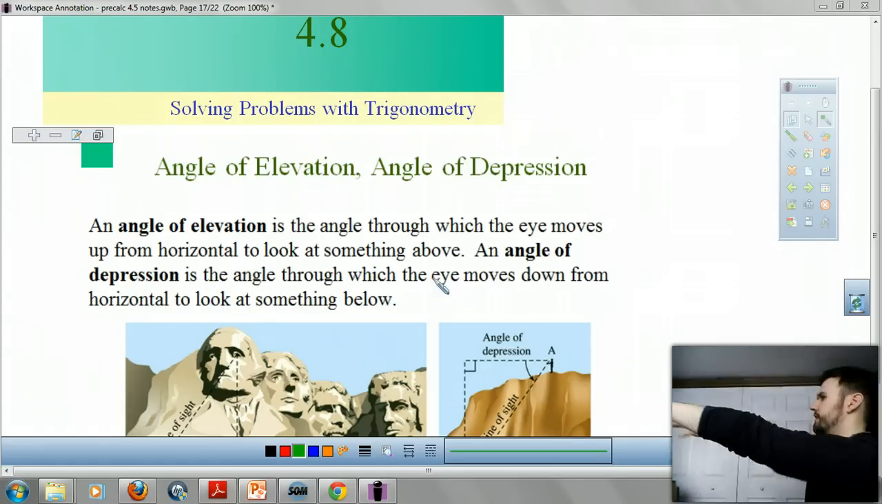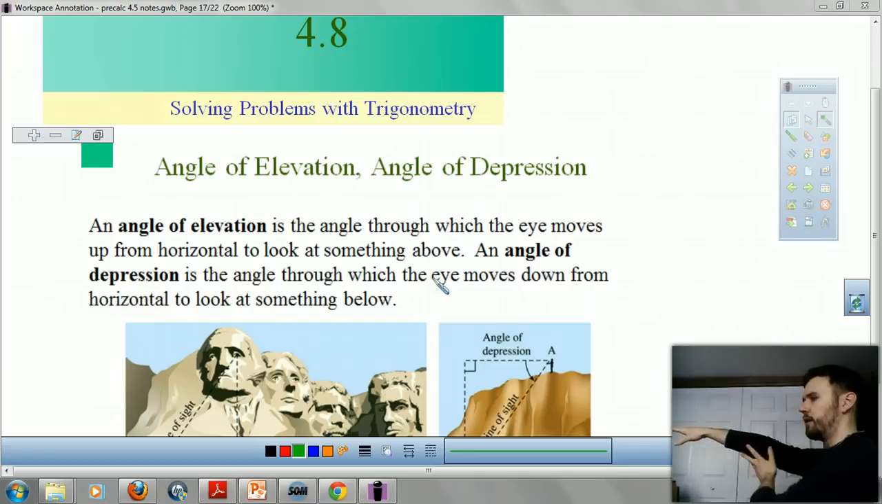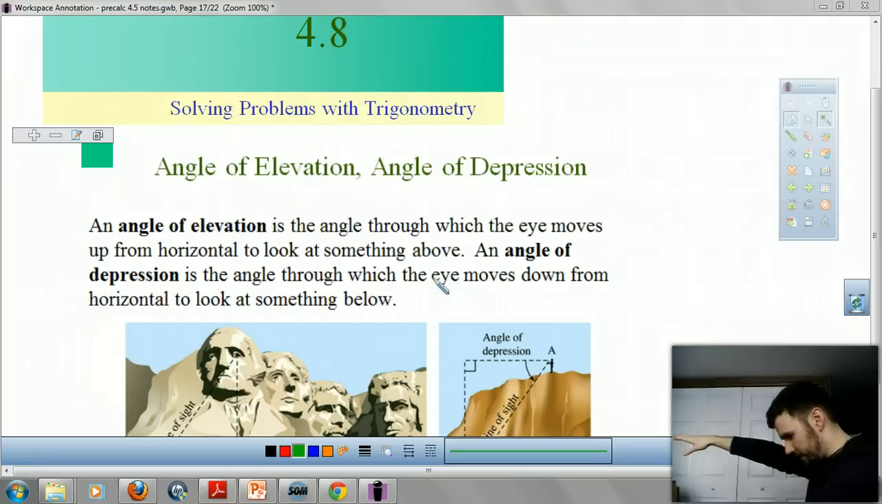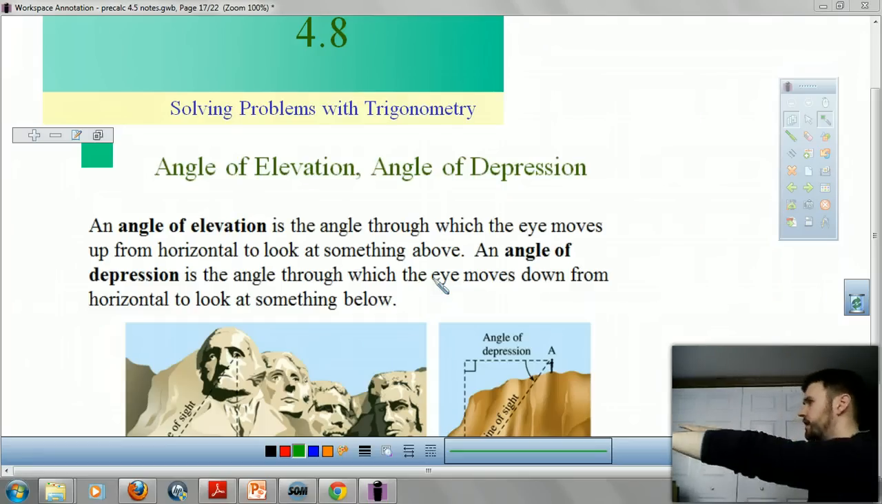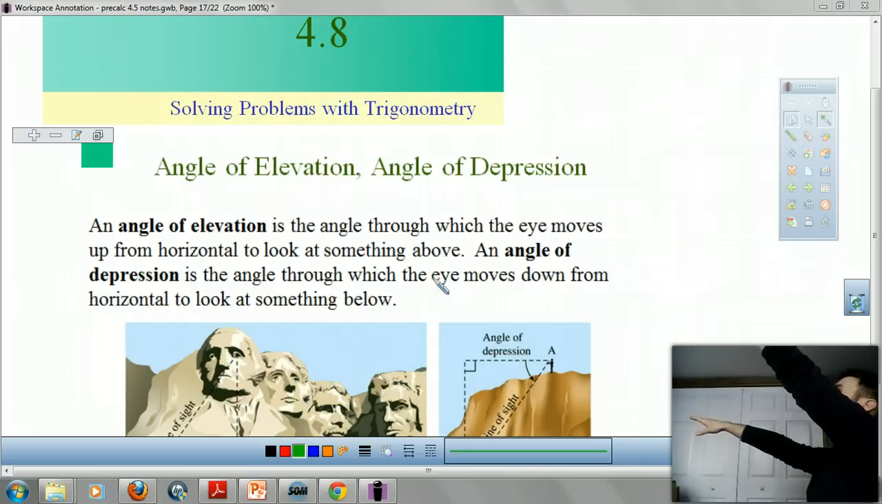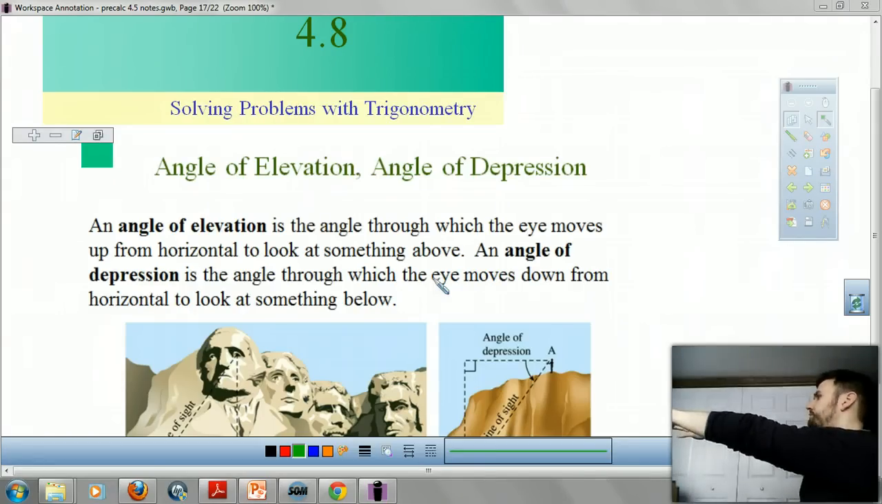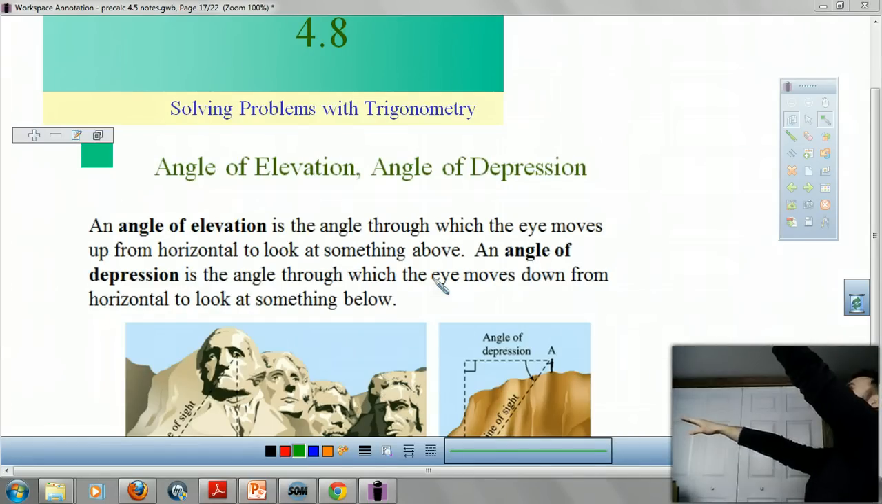So pretend like this arm right here is fixed. It's not going to move. This arm is stuck to my head. If I look down, it moves down with me. If I look up, it sticks up with me. Got it? Good. So let's say angle of elevation. What that means is I'm elevated. I'm in a good mood. I'm looking up. This angle that's formed here is my angle of elevation.